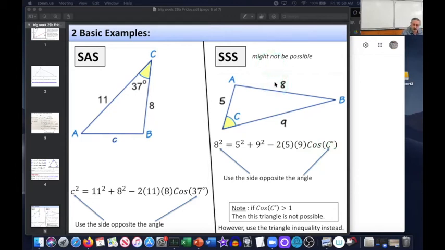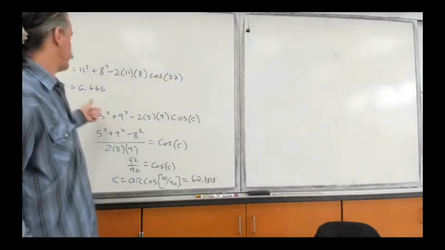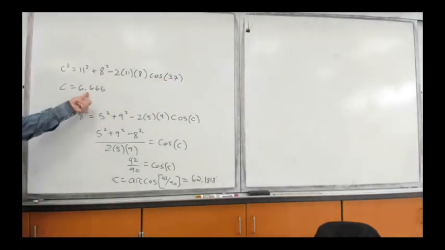Okay, so I'm going to tell you what you should get for these two, so you can check to see that you can do this. So this is just really a calculation. So with this one, it's just a calculation, and you take the square root. So you should get 6.666.